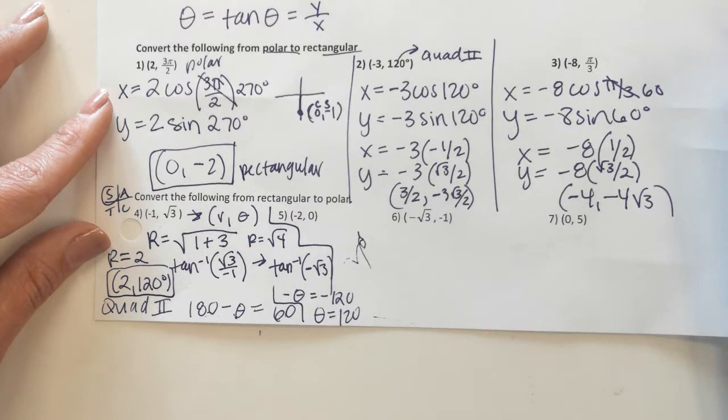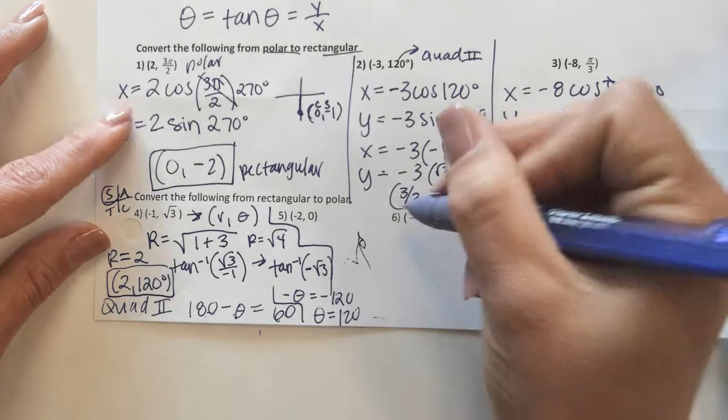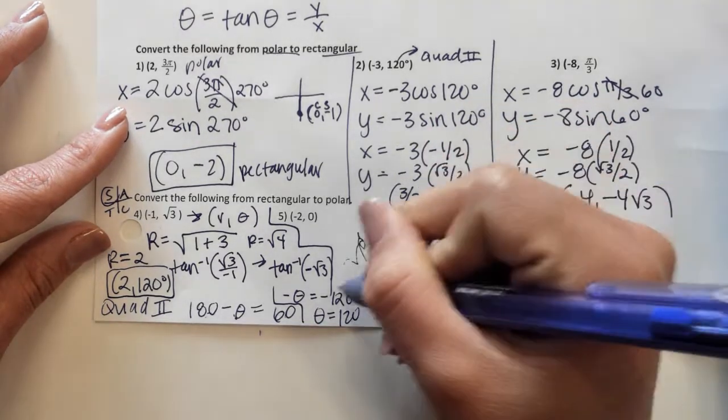Let's try some more. Alright, number 5. We'll start by finding r. Tell me how to set that up.